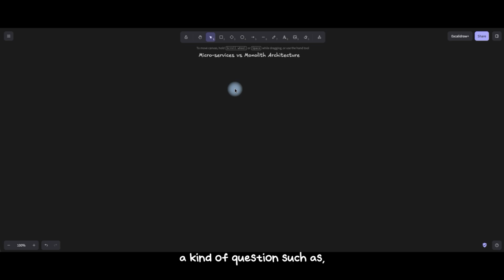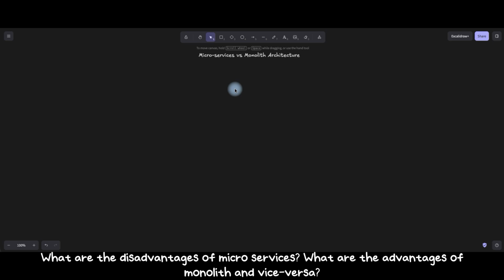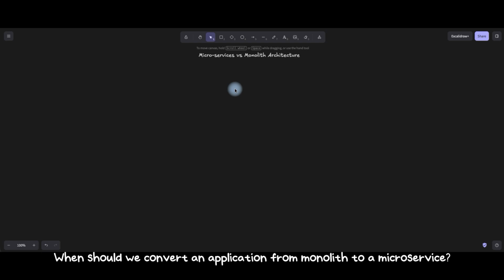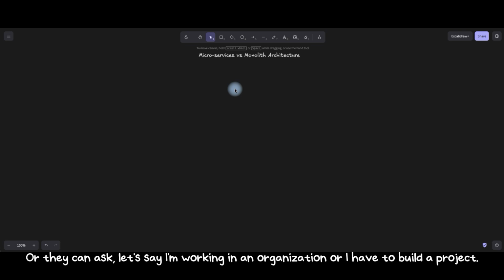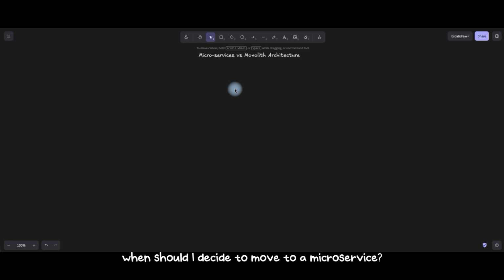So they can ask questions such as, how can we convert a monolith into microservices? What are the disadvantages of microservices? What are the advantages of monolith? And vice versa. When should we convert an application from monolith to a microservice? Or they can ask, let's say I'm working in an organization or I have to build a project. When should I decide to move to a microservice?